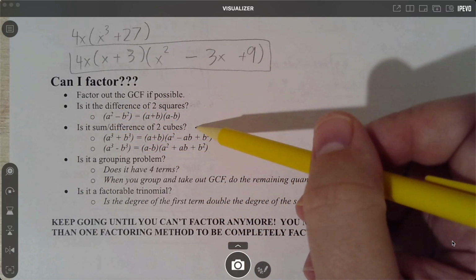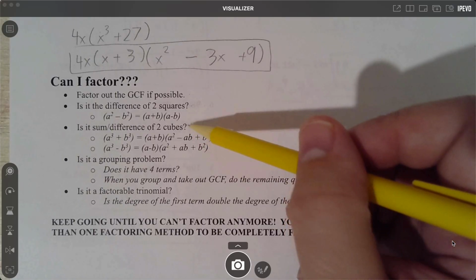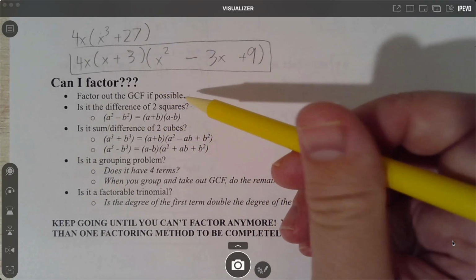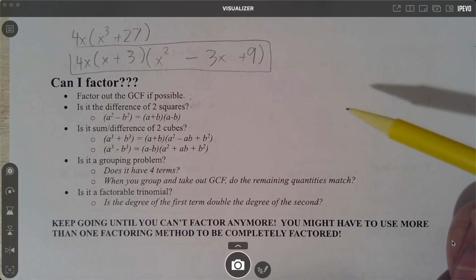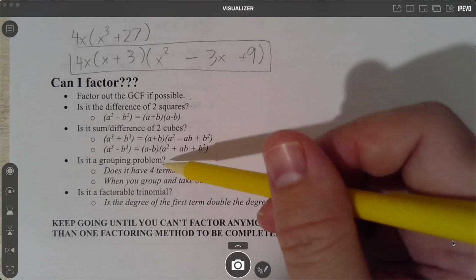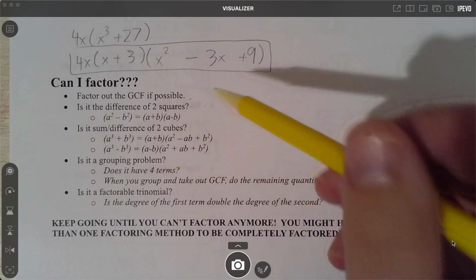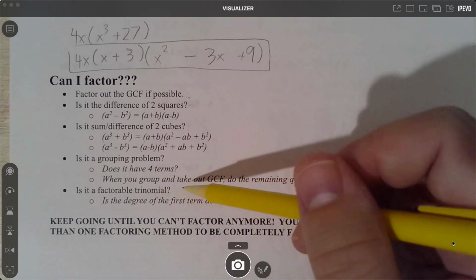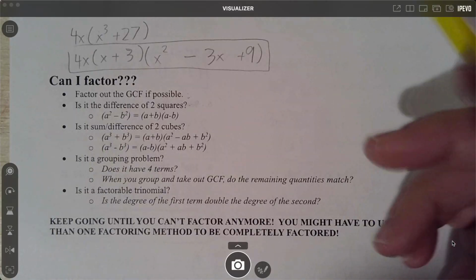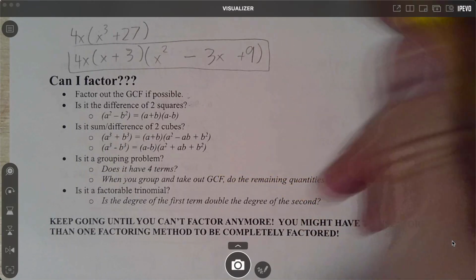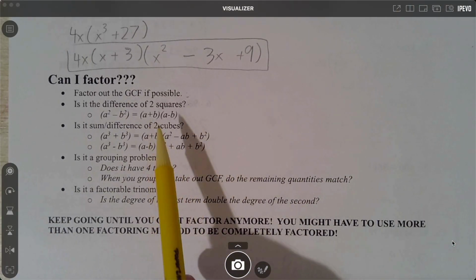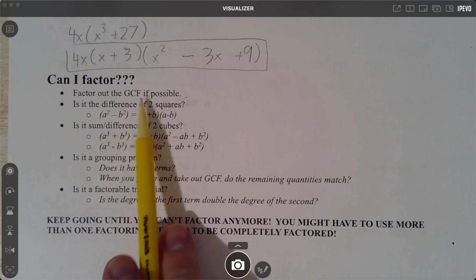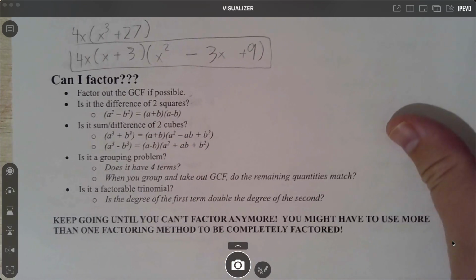Then think, well, are there cubes? Is it a leading cube and an ending cube? But notice the first thing there is factor out the GCF. From there, is it a by grouping problem? Do you have to multiply the first and the last? And then finally, is it just a regular factorable trinomial? In other words, you're almost going through this backwards, but just remembering that the first step is always, is there a GCF that I can take out before I approach any of them?